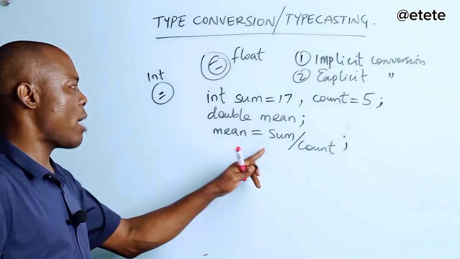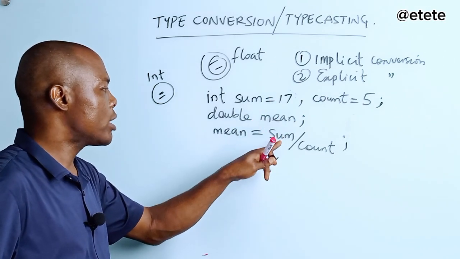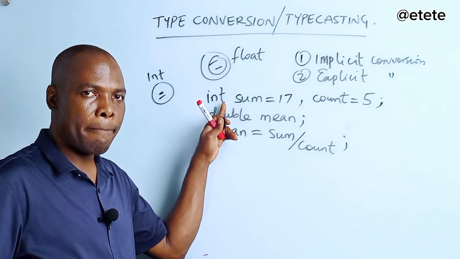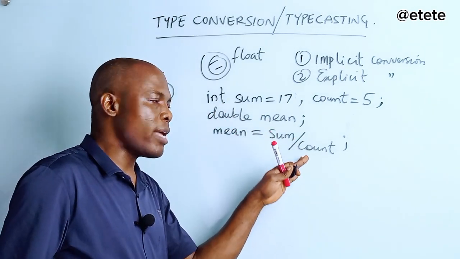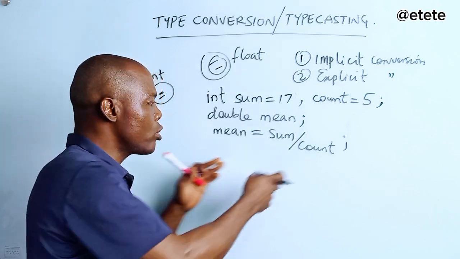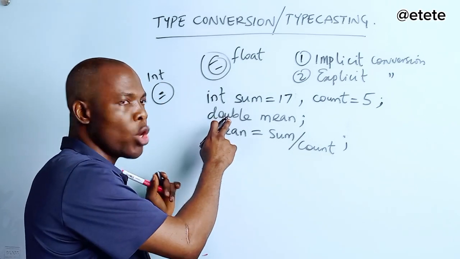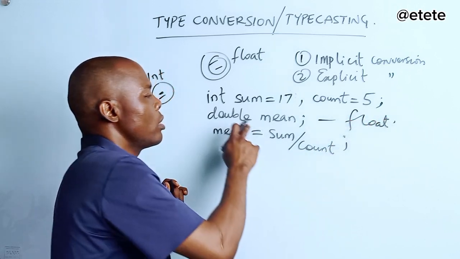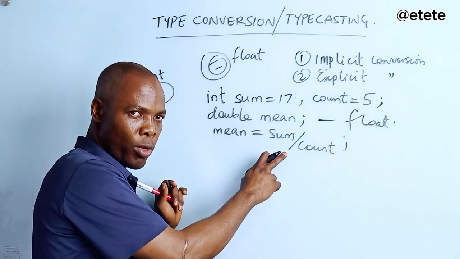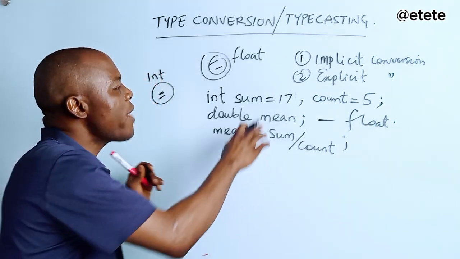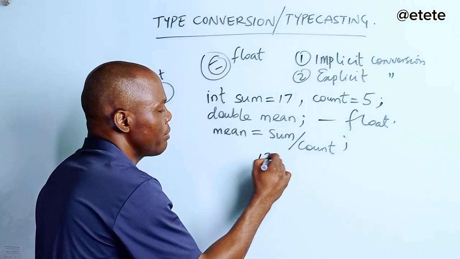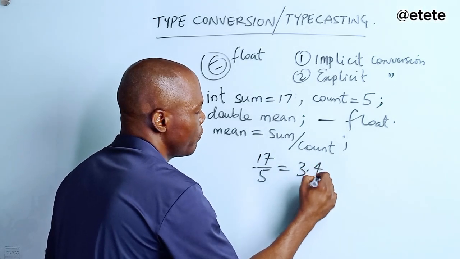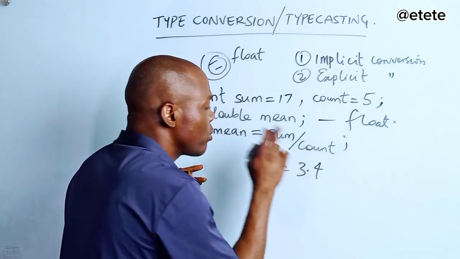What do you think will happen? This sum and this count, they are in the integer data type. Now, when I carry out this arithmetic calculation, my value is going to be stored in mean. And mean is double, which is float. So this is a higher RAM than this one. Now, if I do this calculation, that will be 17 over 5, and that will give me 3.4. That is what it will give me.